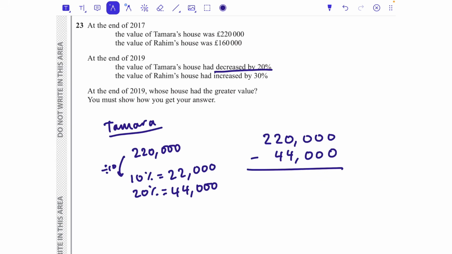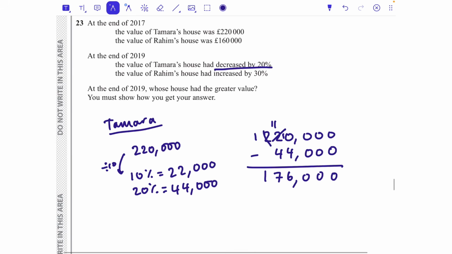44,000. 0 take 0 is 0, but if there's more on the floor, we need to borrow from next door. So that's 10 take 4, which is 6, and then I can't do that, so I'm going to borrow again. 11 take 4 is 7, and then 1 take away nothing is 1. So Tamara's house is now worth 176,000.